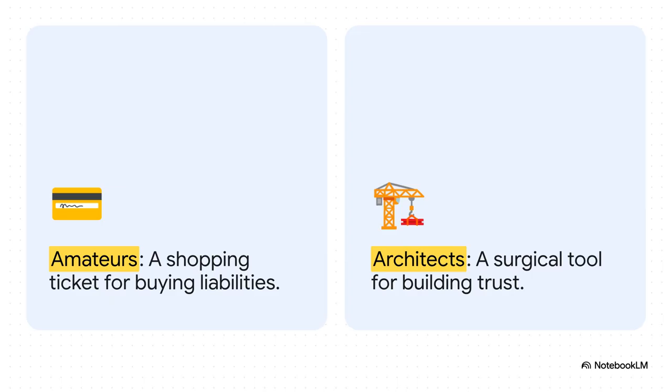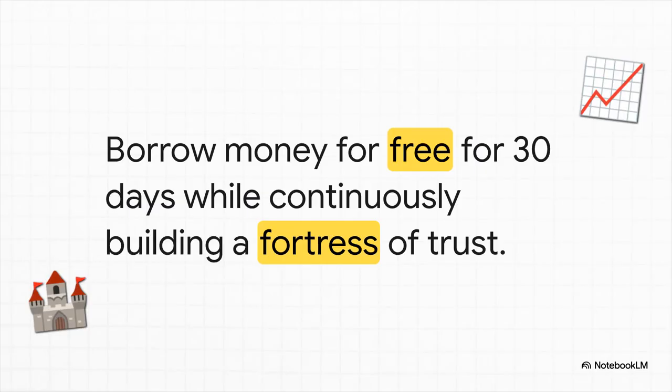You know, amateurs look at a credit card and they immediately think of it as a shopping ticket. They just see a way to buy liabilities, clothes, vacations, gadgets, things they don't actually have the cash for today. Totally. But an architect views it as a surgical tool, specifically designed to build algorithmic trust. As an architect, you're only swiping that card to pay for things you already have the cash sitting in the bank for. Just think about the brilliant logic of this surgical approach. When you buy things you already have the cash for, and then you pay that balance in full every single month before the interest kicks in, you're effectively borrowing the bank's money for free for 30 days.